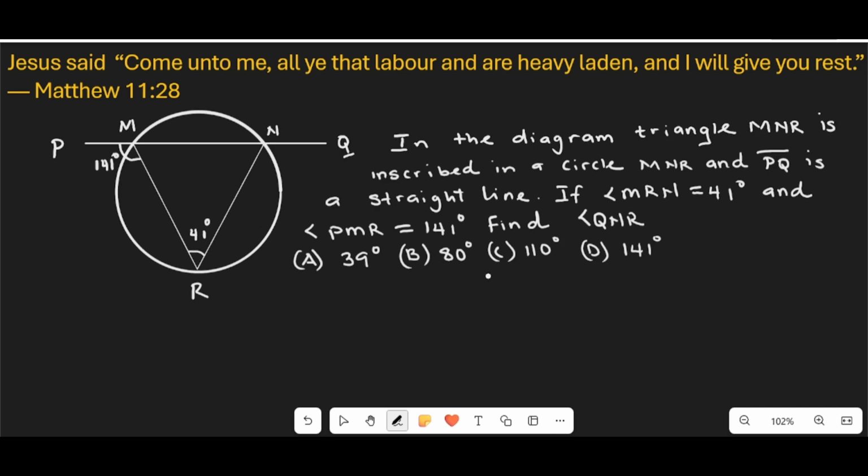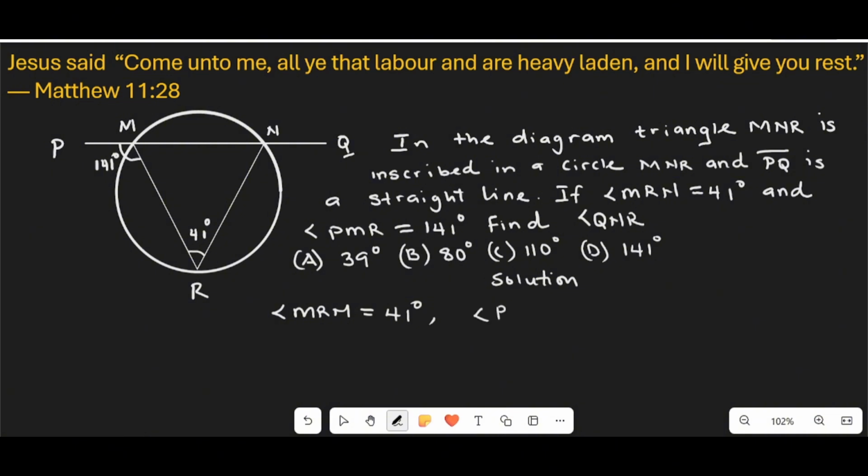Hello everyone, in this video we want to find the value of angle QNR. QNR. Solution. In the question we were given that PQ is a straight line and angle MRN equal to 41 degree.